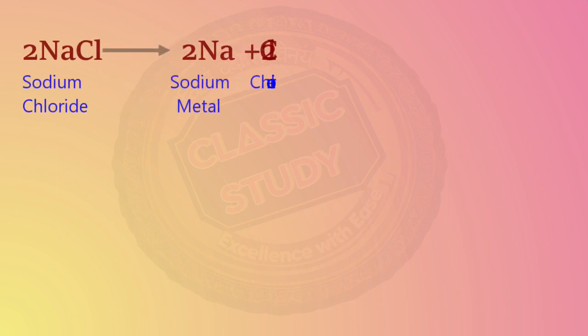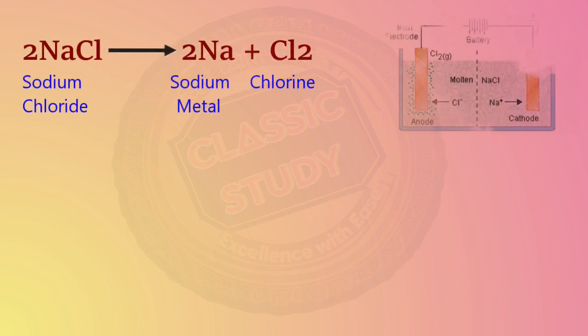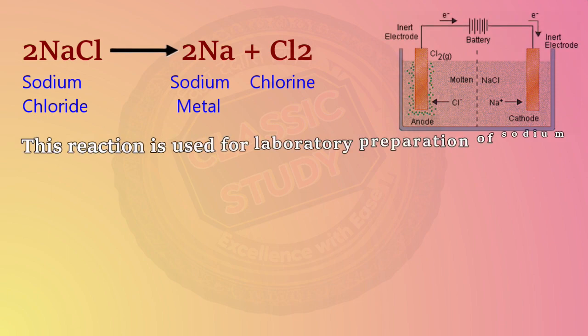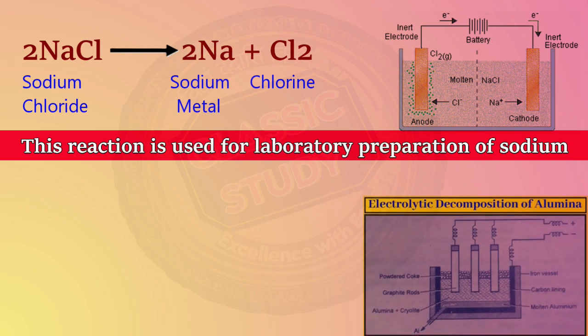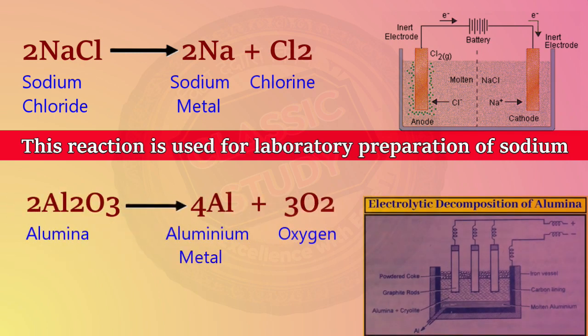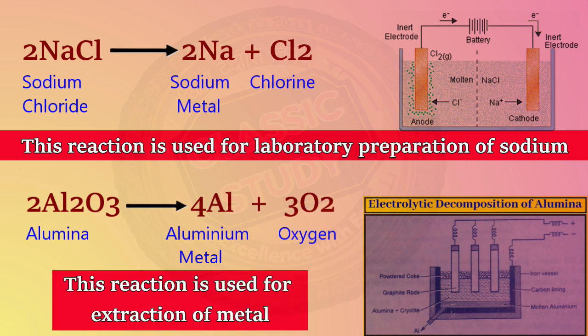Similar reactions are decomposition of sodium chloride: 2NaCl gives 2Na plus Cl2. This reaction is used for preparation of sodium in laboratories. Another example is alumina, which is the ore of aluminium, 2Al2O3 gives 4Al, metal aluminium, plus 3O2. This reaction is used for extraction of the metal aluminium.